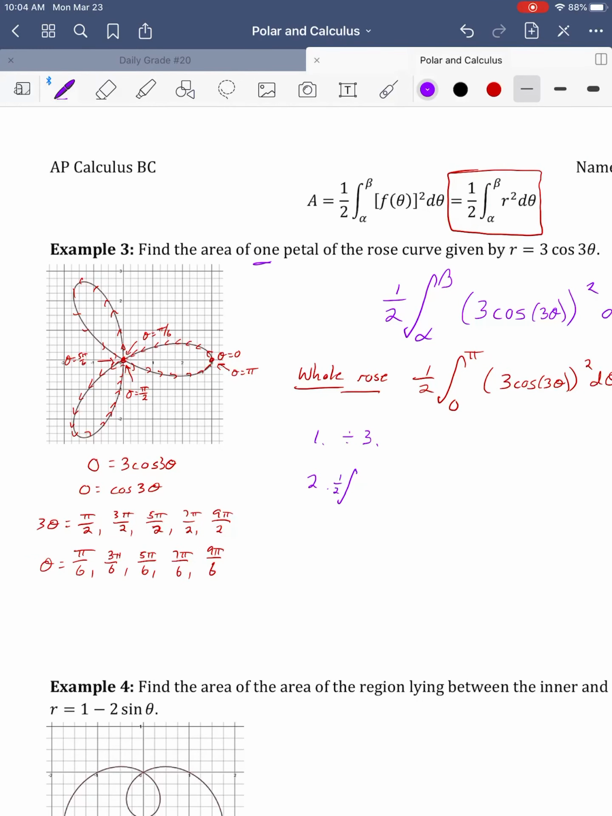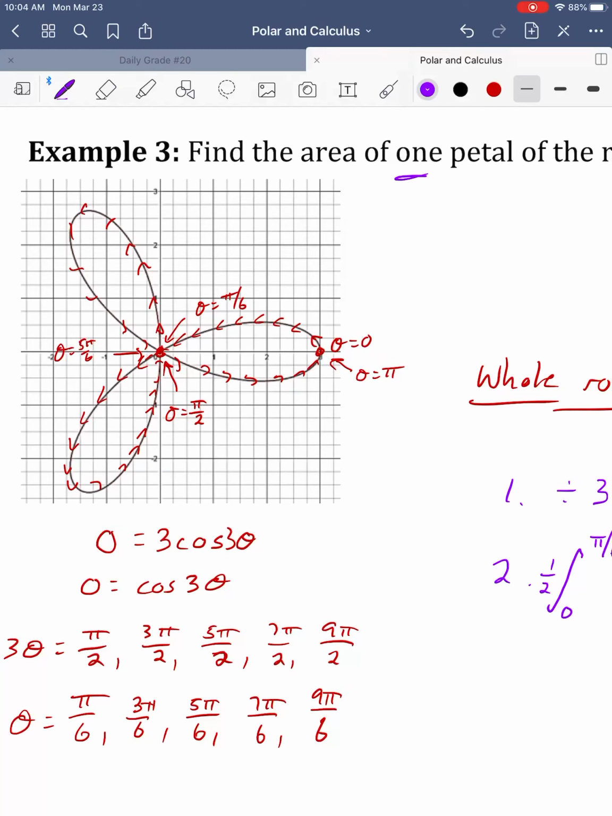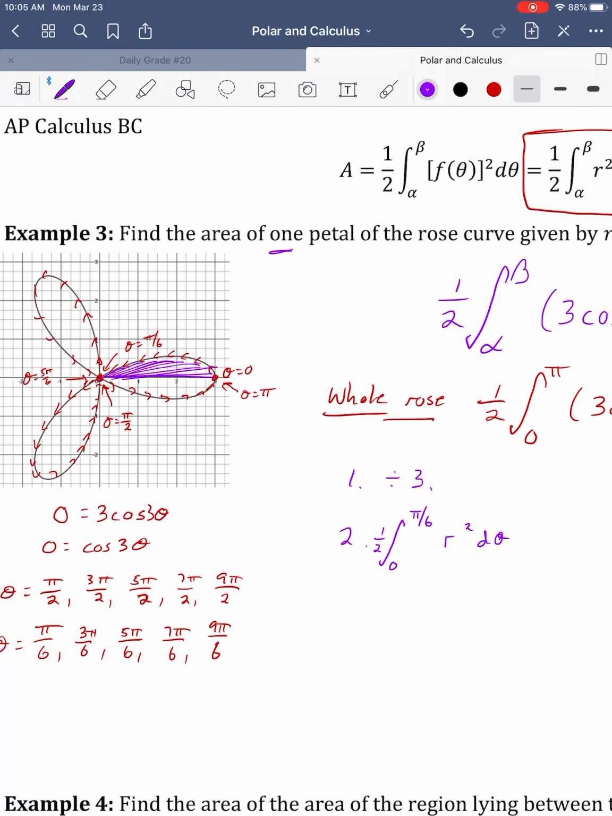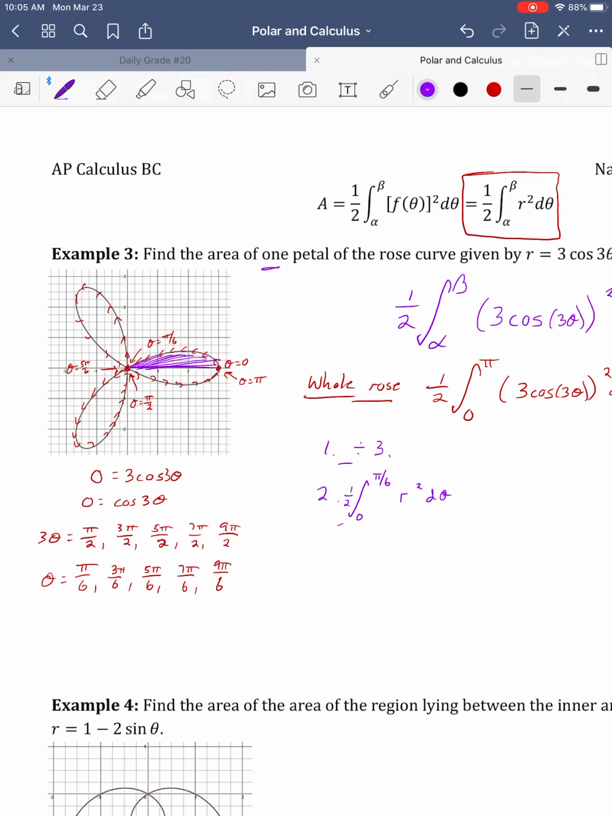So you could do the integral, with 1/2 out front. That's the thing everybody forgets, the 1/2. From 0 to pi over 6 of r squared d theta. If you think about it sweeping this way, you're starting at 0, and 0 to pi over 6 gave you that area. Now that's only half the petal. So what you got to do is multiply it by 2.